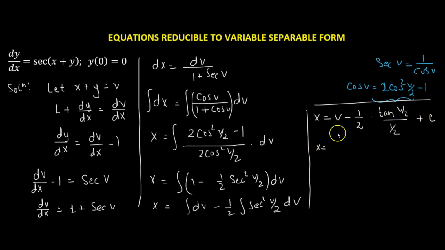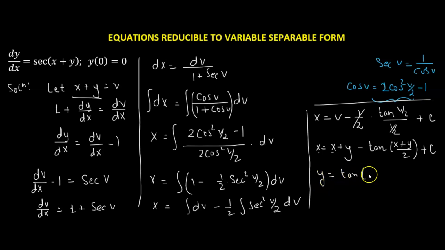So we get x equals, so we have v here, so v will be replaced with our value x plus y. So x plus y, so this half and this half get cancelled, minus tangent of v, so v will be x plus y whole divided by 2, plus the constant of integration c. So here our x and x get cancelled from both the left hand side and the right hand side. So we'll have y equals tangent of x plus y over 2 minus c, right?